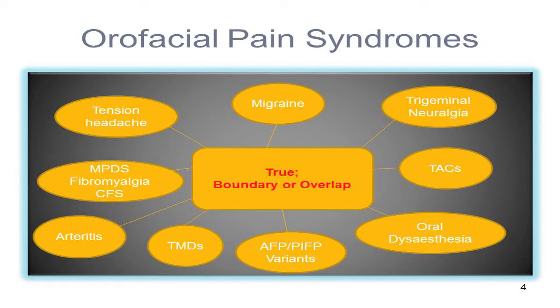I want to talk about a number of entities tonight. I'm not going to cover all of these tonight, but I certainly do want to talk about this concept of putting people into a package, a diagnostic box, i.e. a true pain syndrome, or whether they have one of the boundary or overlap pain syndromes. And it's really important that we understand that concept. So you will see people at clinic who have symptoms of certain conditions and symptoms of other conditions and indeed symptoms of perhaps other conditions as well. And the big question is, what actually is the diagnosis?